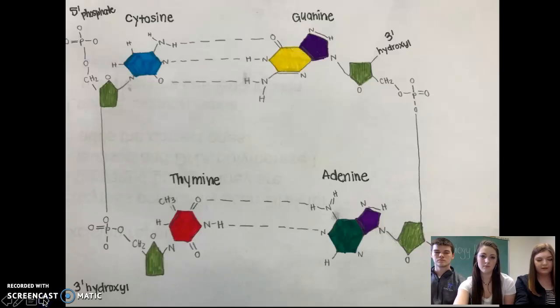This picture illustrates the pairing of the nucleotides, as well as where the 5' and 3' ends are located on the DNA strand.